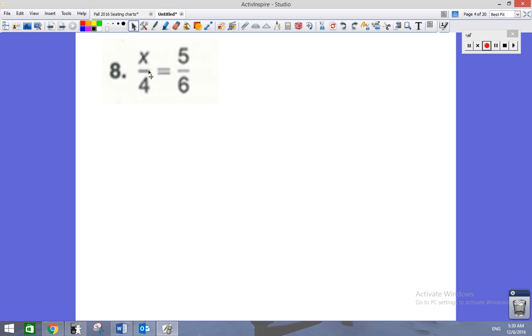Again, we have an equation that they refer to as a proportion. One technique to solve proportions is to cross multiply. You cross over the equality sign. 6 times x is 6x. 4 times 5 is 20.